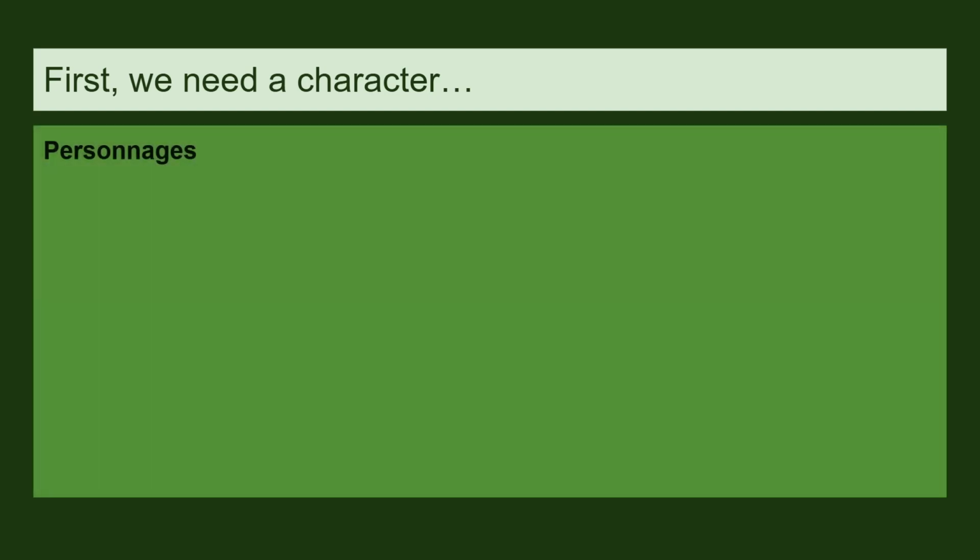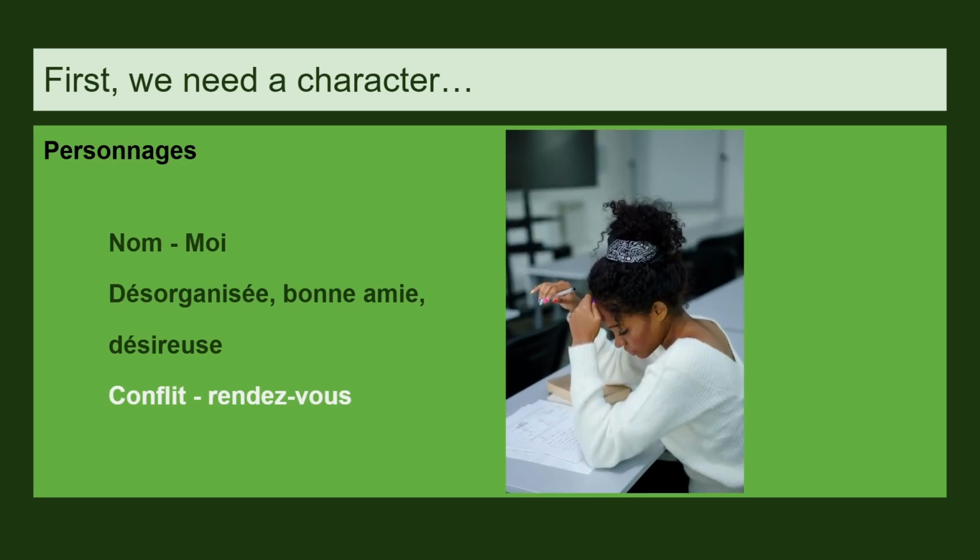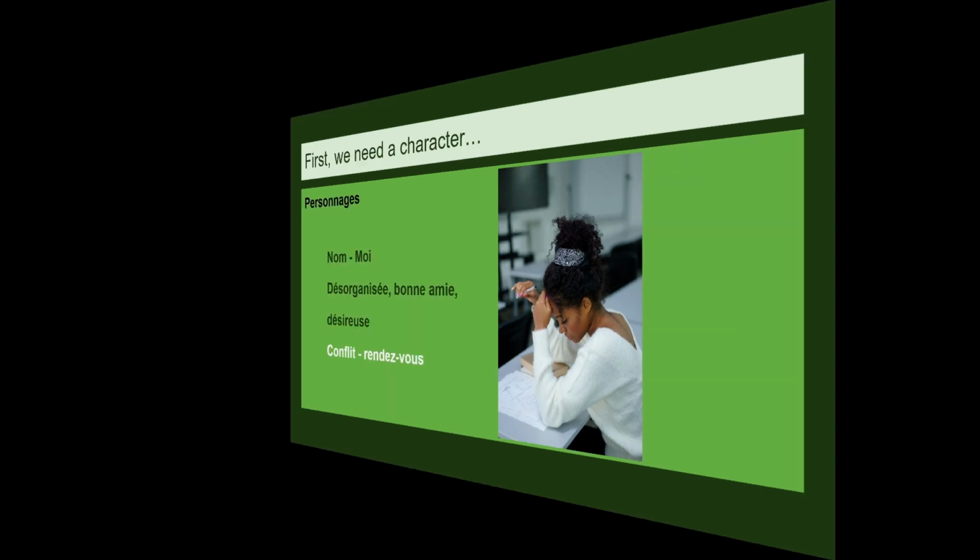So first we need a character. I always like to flesh out my story a little bit before we get started. So in the personnage department, this is going to be a first person narration. So moi, I'm going to be the character, one of the characters. And to give myself a little bit of idea of who I am. So je suis désorganisée, bonne amie, et désireuse, which means I'm kind of eager to be friend. Mon conflit, j'ai rendez-vous. Okay, that's my whole motivation for this story.